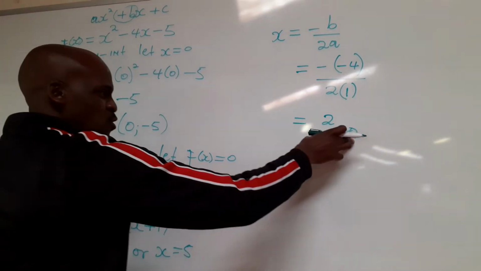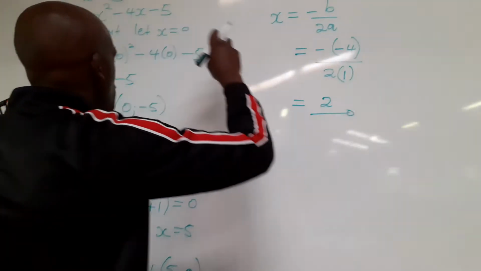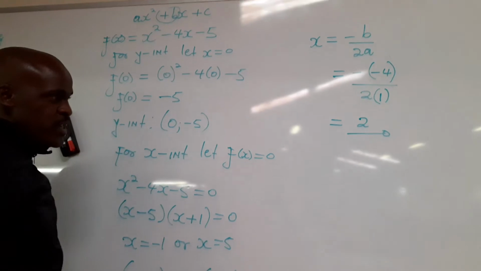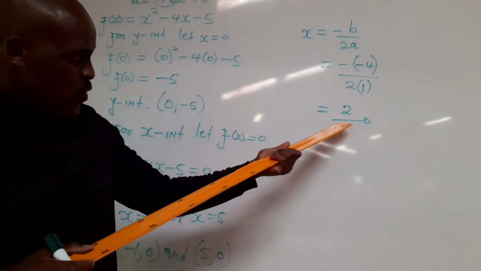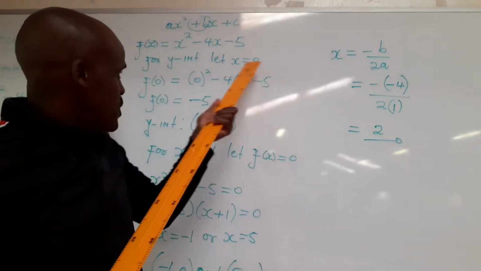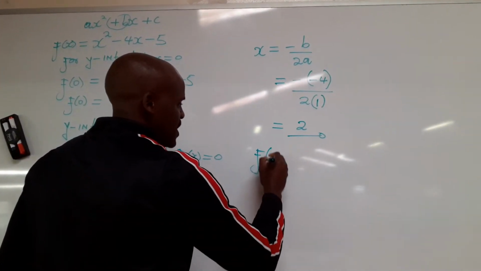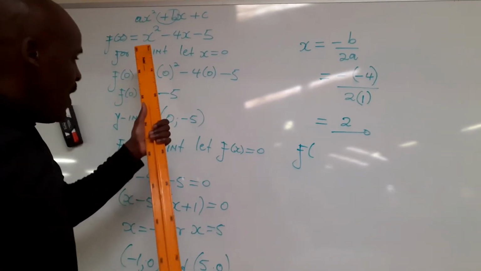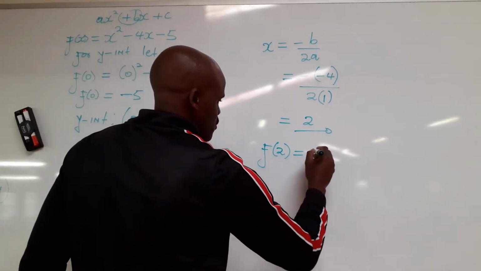So for the y value at the turning point, always, if you need y, you go back to the original equation. This is our original equation. So for the y value, we substitute the x value into the original equation. Therefore, we are to find the value of y if x is equal to 2.